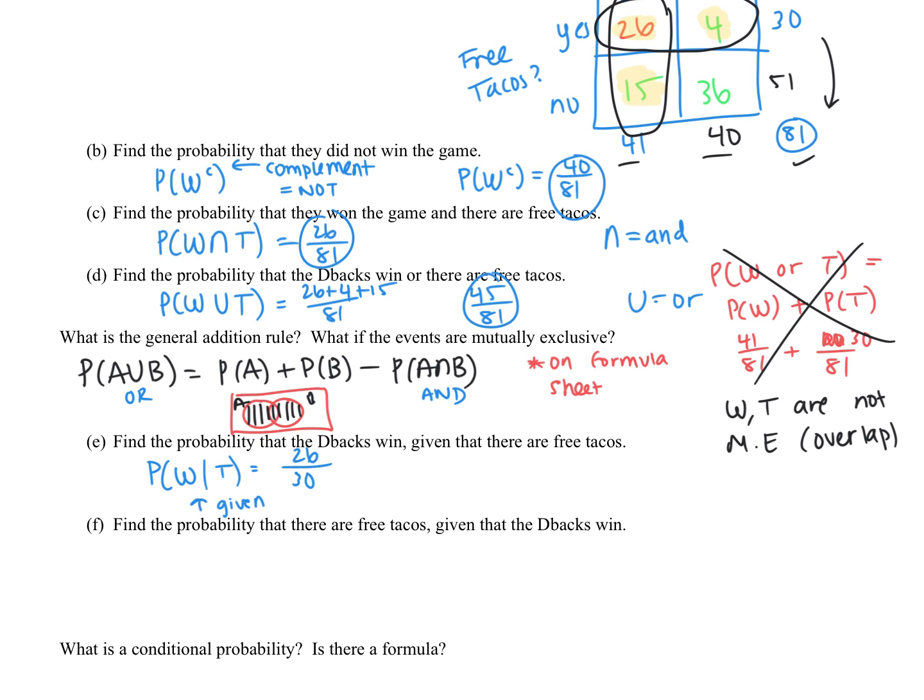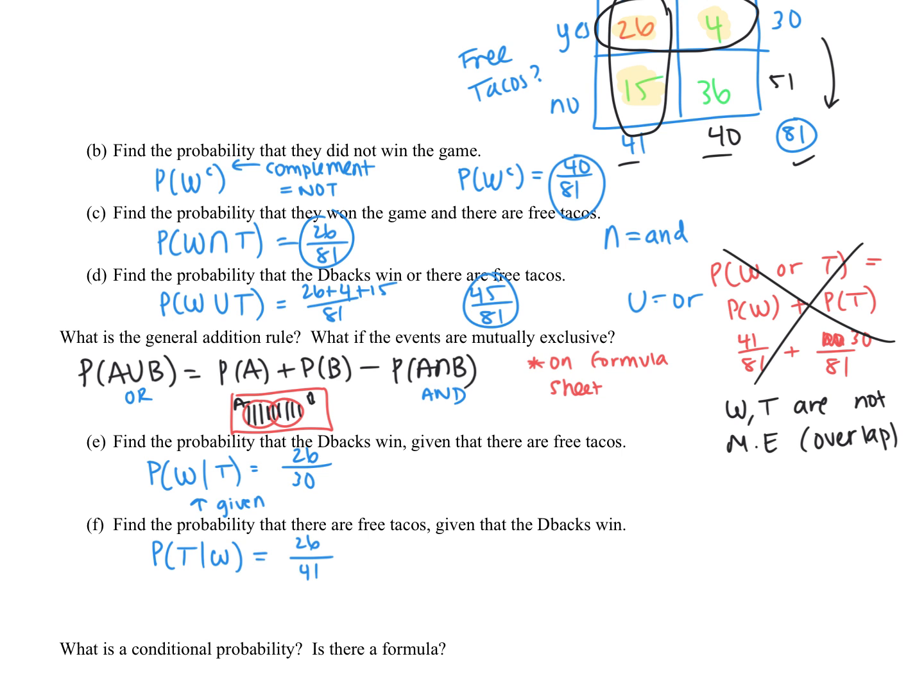Now, if we look at it the other way, find the probability that there are free tacos given that they win. So it's the same two events, but reversing the order. Okay, this time we're only looking at the games that they won. How many games did they win? 41. And how many of those 41 games were free tacos given away? 26. So I want you to notice, when we reverse the order, the numerator stays the same, the denominator does not.